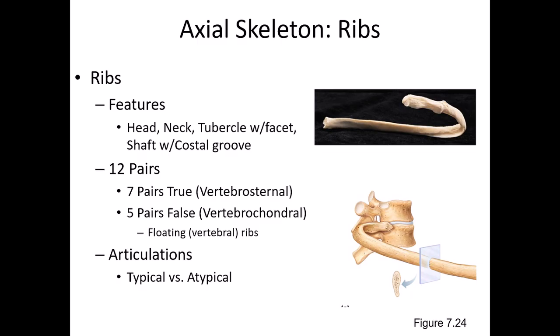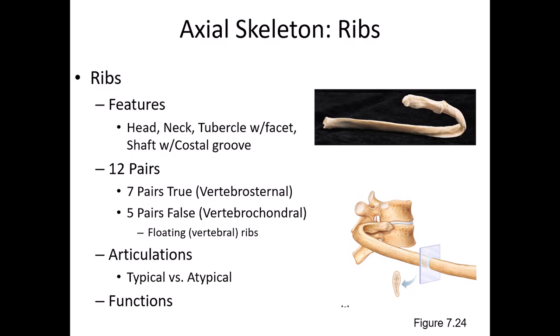An atypical articulation we see, for example, with ribs 1 and ribs 11 and 12, where there is not a pair of costal facets for the head of the rib, but just a single costal facet for the head of the rib.